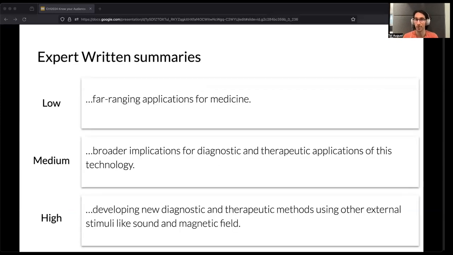So here are some examples of the expert written summaries. Notice how in the medium summary, words like external stimuli are removed, and in the low summary, words like diagnostic and therapeutic are also gone. Also notice how in the low summaries, there's not any discussion of what potential applications are. So it's also removing some information compared to the high summary. I'll get more into that in our third research question, but just wanted to highlight it here.